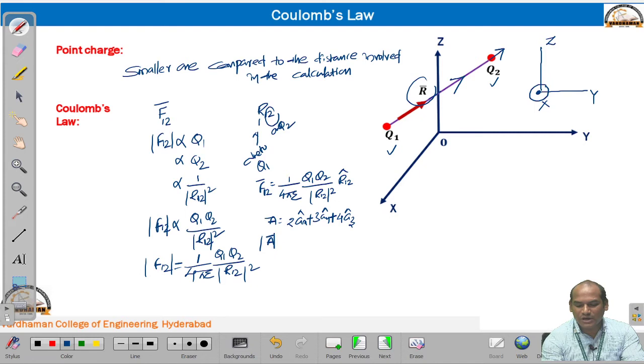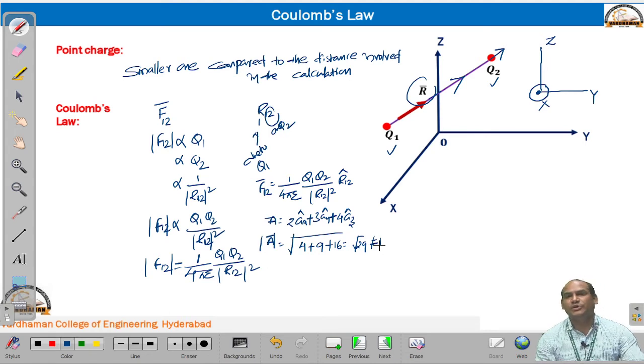So, the magnitude of a bar is equal to the square root of 2 square, that is 4, plus 3 square, that is 9, plus 4 square, that is 16. So, you are getting here root 29. It is not equal to 1. So, the vector a bar is not a unit vector. How to make this vector a unit vector? Simply we have to divide the vector a bar by its magnitude.